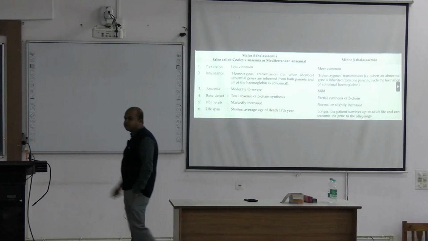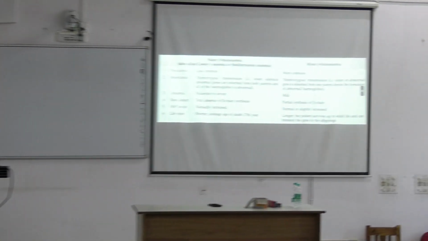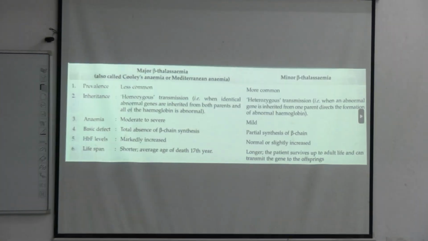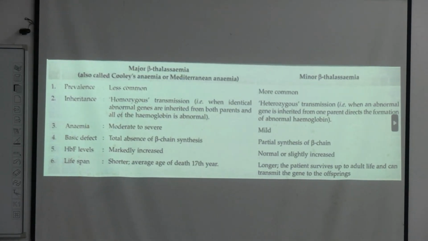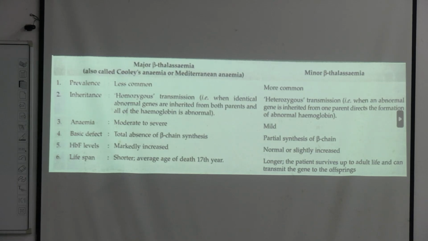Again, major beta thalassemia, as we mentioned, is called Cooley's anemia. Cooley is the name of the physician, but I can't recall the full name right now. It is Cooley's anemia or Mediterranean anemia, because it was first established in the Mediterranean region. And minor beta thalassemia has obviously less severe symptoms, and the patient survives longer.